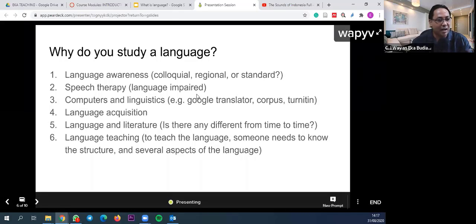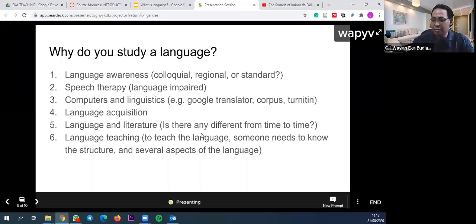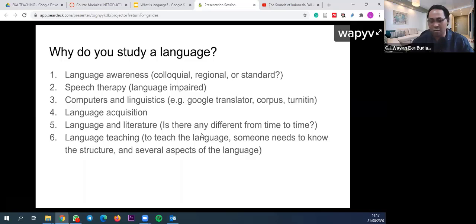For example, probably some of you will take this class with me later on, how someone learns a language as a baby when they are born, and also when adults learn the language as second language learners. Language and literature: is there any difference between the language in the past and at the moment? Is there any change? Is there anything that people say differently? Then probably we can identify that.